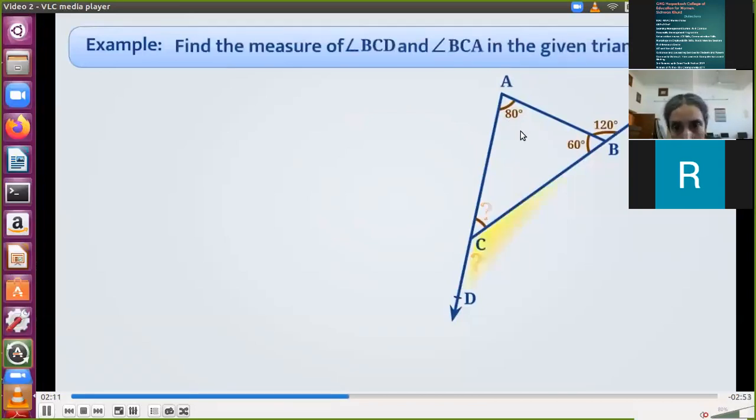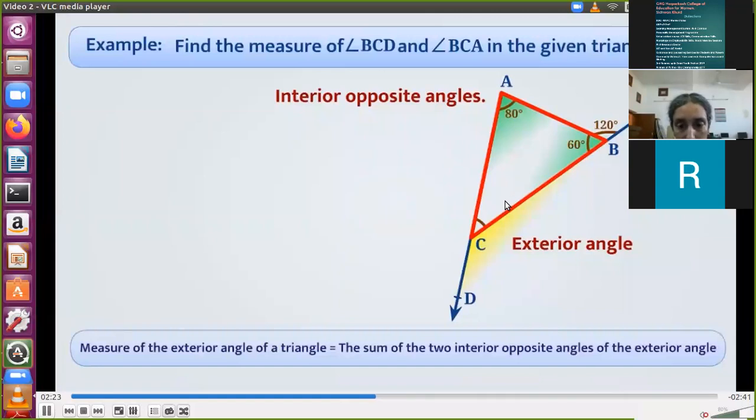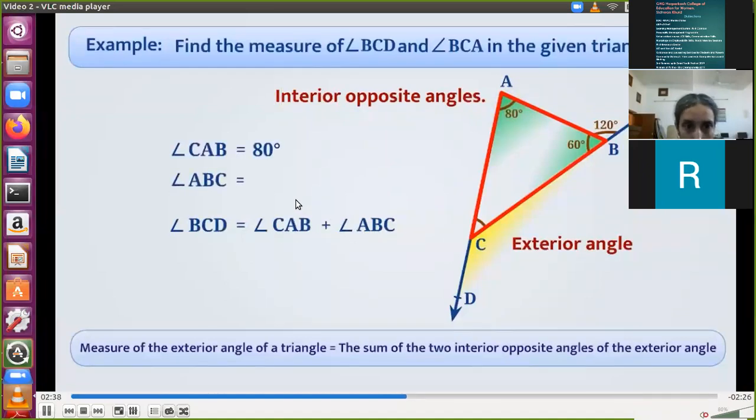And the second which is asked, angle BCA. So angle BCA is the interior angle and angle BCD is the exterior angle, and angle CAB and angle ABC, these are the interior opposite angles. So their values are given to be 80 degree and 60 degree. And now for finding the angle BCD, we will apply the property: angle BCD is equal to angle CAB plus angle ABC. We know that angle CAB is given to be 80 degree, angle ABC is given to be 60 degree. We'll put the values and after that we get the answer, that is 140 degree. So in this way we found the value of angle BCD.